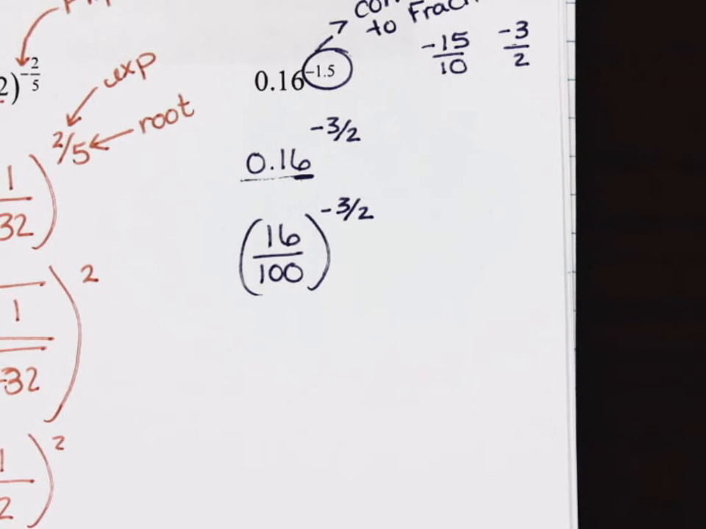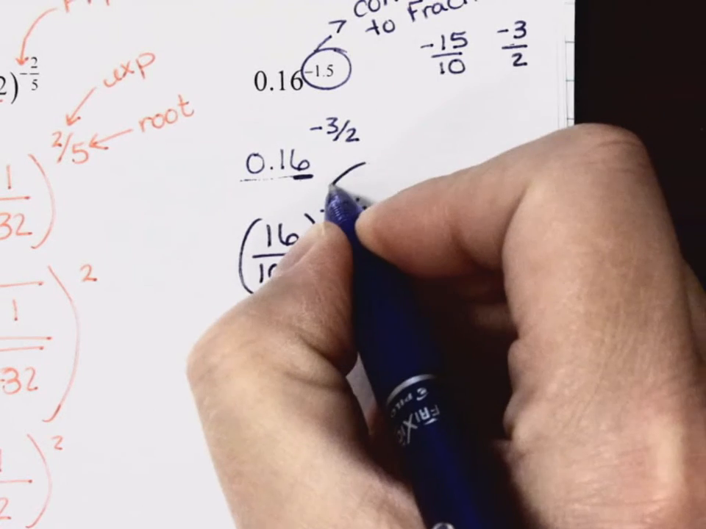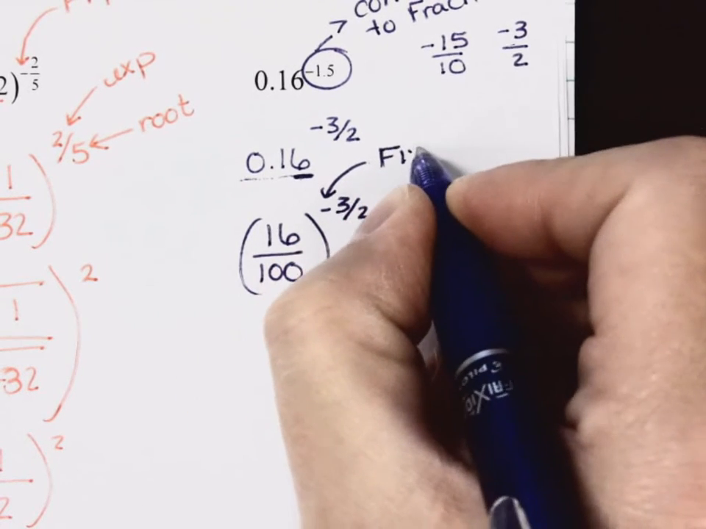Like we reduced it. I'm not going to reduce it because that's going to mess me up. Well, I guess it won't mess me up later, but this is a nice number. Why is it a nice number, Rahat? Since both of them are perfect squares. Perfect squares. Okay. So the negative tells me to flip the base.